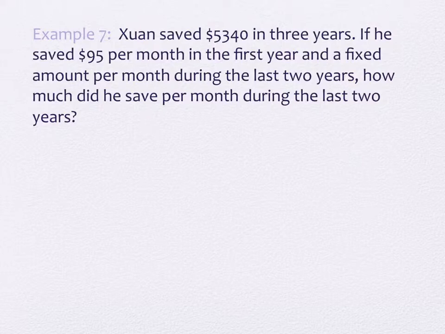So 95 times 12. Okay, and so you can tell me, why are we multiplying 95 times 12? Because there is 12 months in a year. 12 months in a year, and I've saved $95 per month. So you're attempting in this operation to find out how much he saved in year one, right? Okay, does that make sense to everyone?